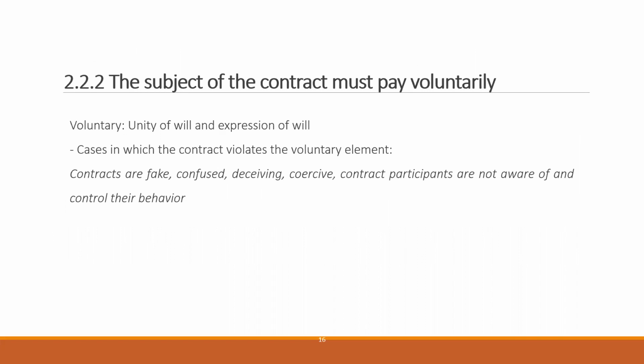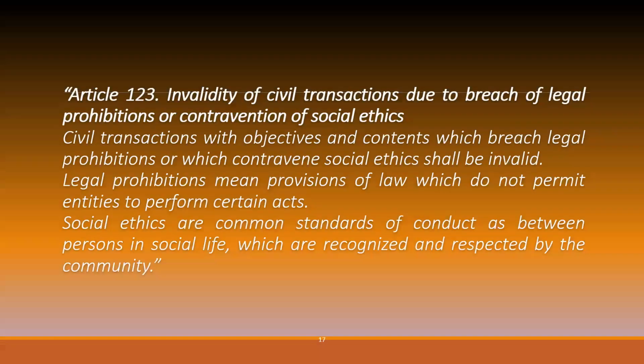The subject of the contract must participate voluntarily. Cases in which a contract violates the voluntary element: the contract party is mistaken, deceived, or threatened, or the participants are not aware of and cannot control their behavior. Article 123. Invalidity of civil transaction due to breach of legal prohibition or contravention of social ethics.